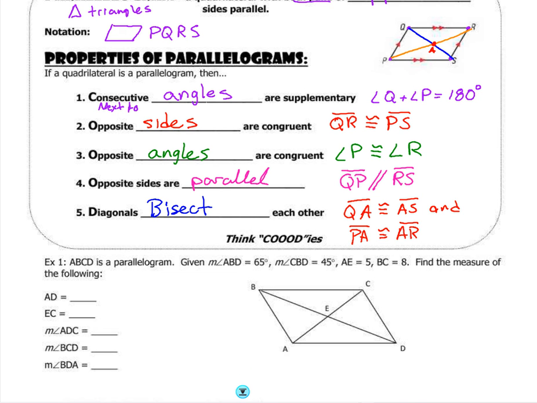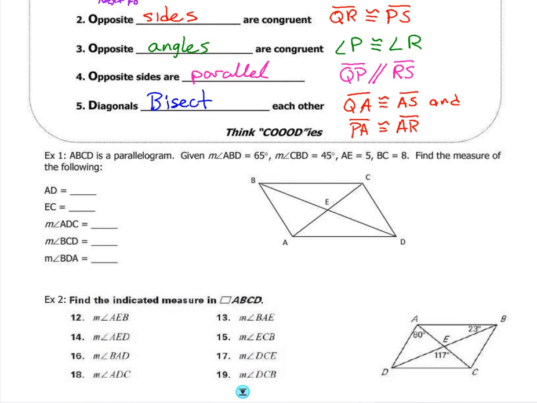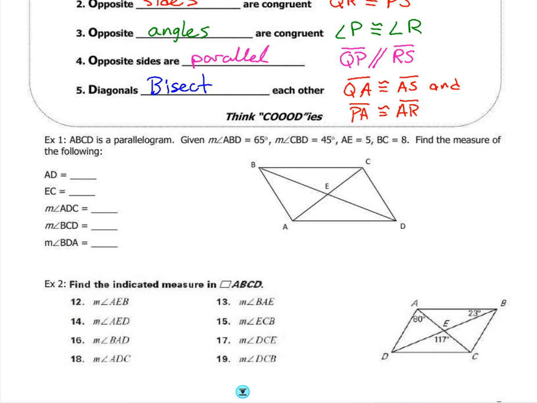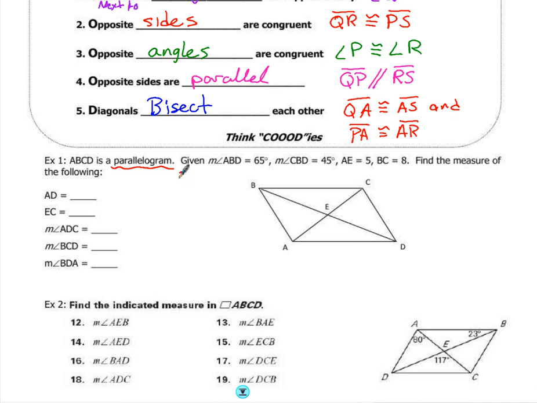So now that we've written down those properties, let's go ahead and try a couple example problems together. In example 1, ABCD is a parallelogram, and given it's a parallelogram, then we know that the properties are going to be true. Now remember, a quick way to remember our 5 properties is the first letter of each of those properties: C, O, O, O, D. So it kind of sounds like cooties. So that's my quick way of remembering my 5 properties, cooties.